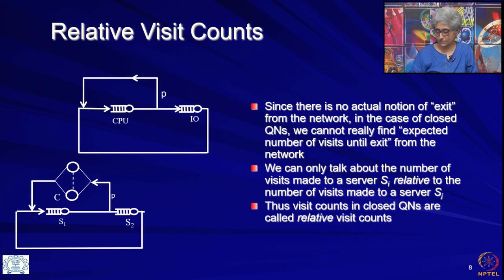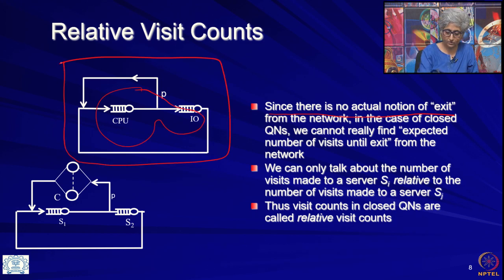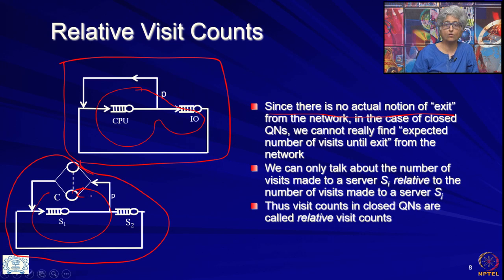So, what are these relative visit counts? Since there is no notion of exit from a closed queuing network, requests are just going to circulate inside this queuing network. If you draw the boundary around the queuing network, they are never going to leave. This is a closed system, and things are just revolving here. They are circulating within this system, so there is no exit.